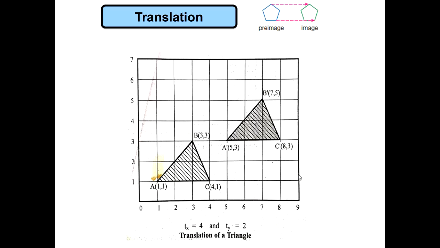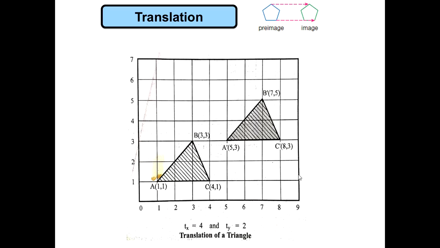Now what we can see in this transformation is that every entity is parallel to its initial position, and every entity is moving by an equal distance from its initial position. So A dash is moving an equal distance from A, B dash is also moving an equal distance from B, and C dash is also moving an equal distance from C.